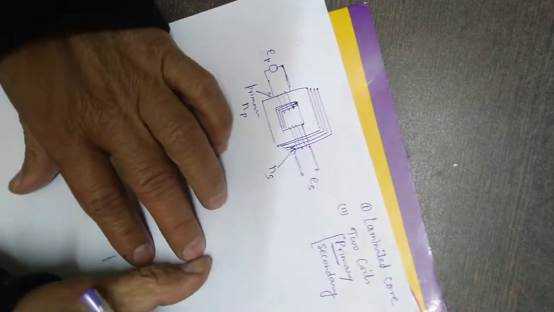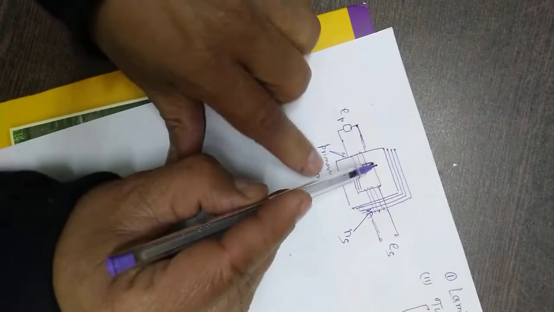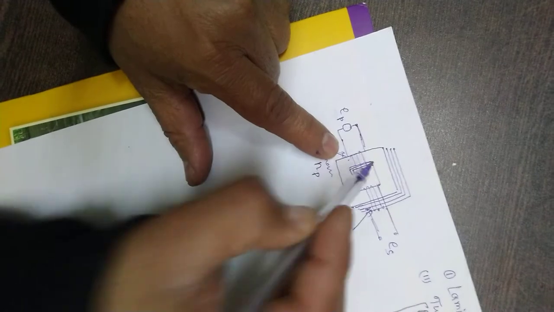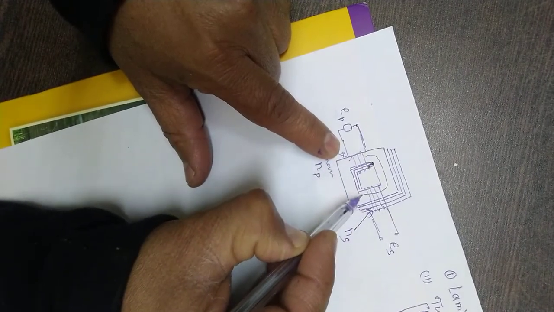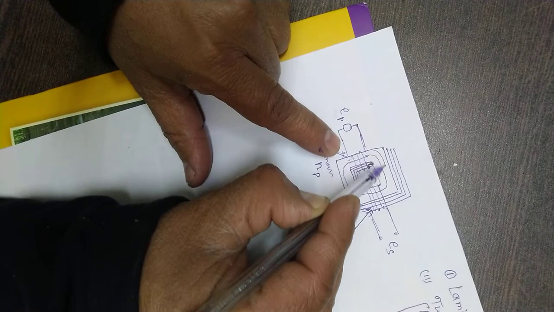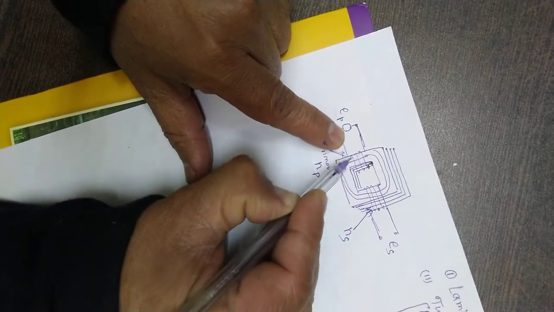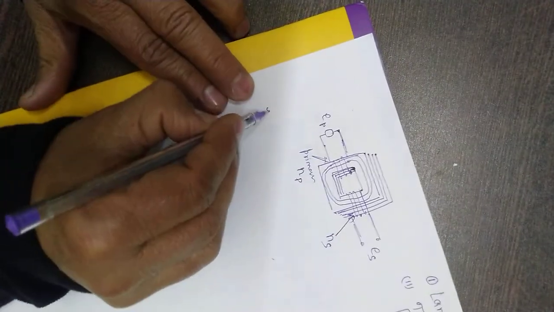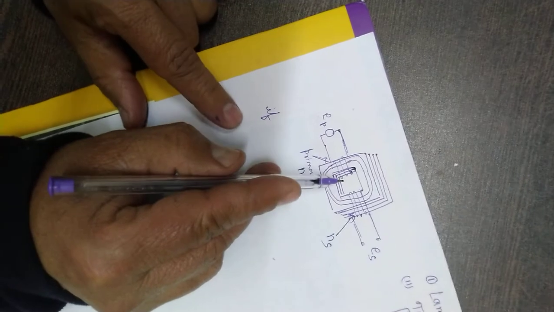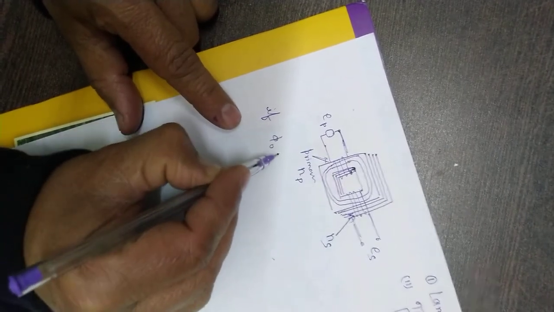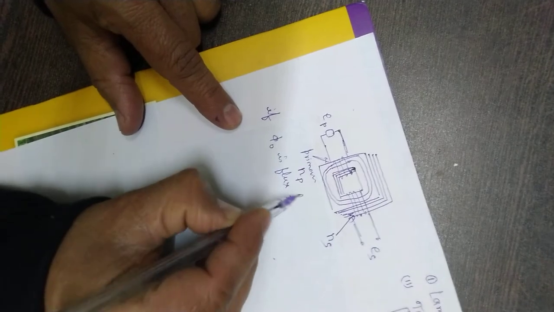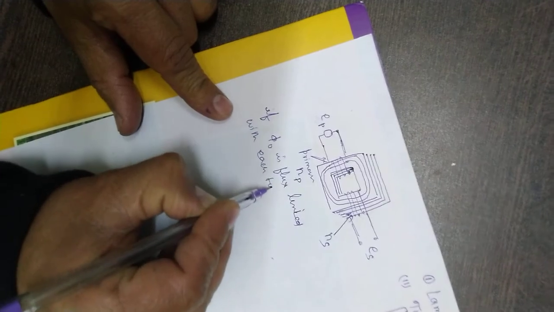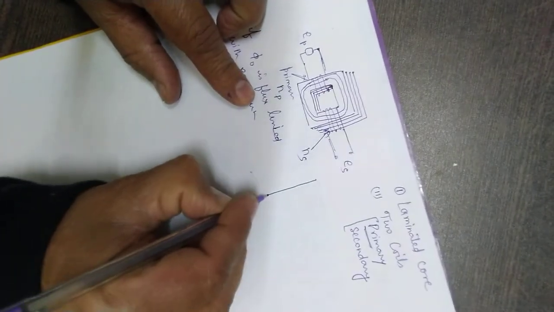Now we use this soft iron core so that whatever flux is associated with the coil, the magnetic flux lines are forming a loop, and all of the magnetic field lines are connected with the secondary circuit as well. So if phi 0 is the flux linked with each turn, then what is across the primary circuit?